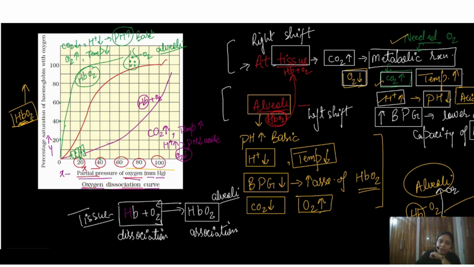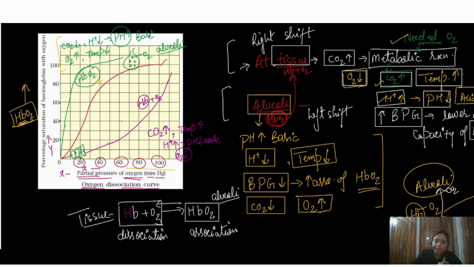So here we can see this line is not straight, it is tilting towards the left side. So this red line, which was the normal case given in our NCERT, is already indicating the left shift in this graph. Again, I showed you with the help of these few factors how it is showing the association or the dissociation of the Hb and O2 at the tissues and in the alveoli, right?